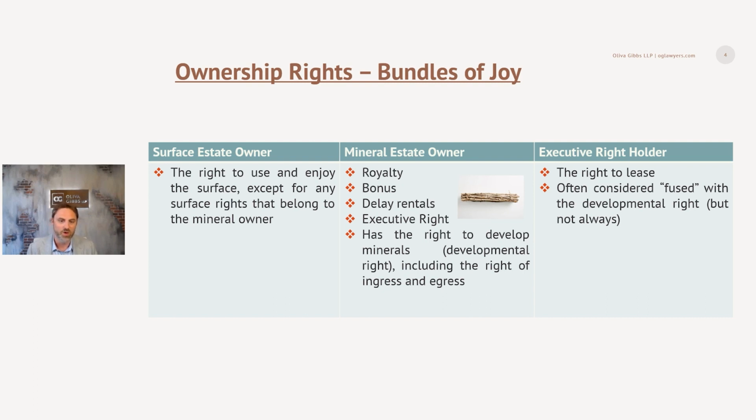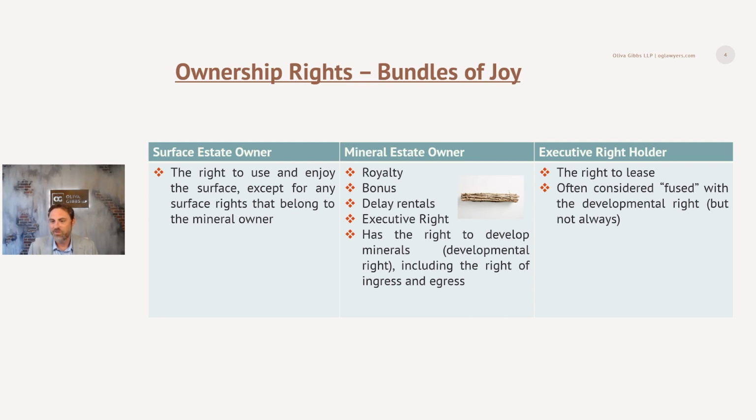The mineral estate owner is going to own 5 sticks in his bundle. That is the royalty stick, bonus, delay rentals, which you don't see that often these days outside of certain federal and state leases, the executive right, which is the right to negotiate and execute oil and gas leases on behalf of non-participating owners, and what's known as the developmental right, which is the right of ingress and egress from a tract of land to develop the mineral estate.